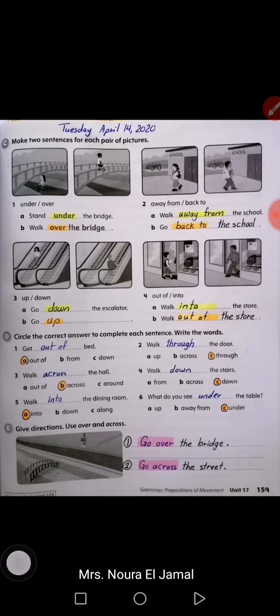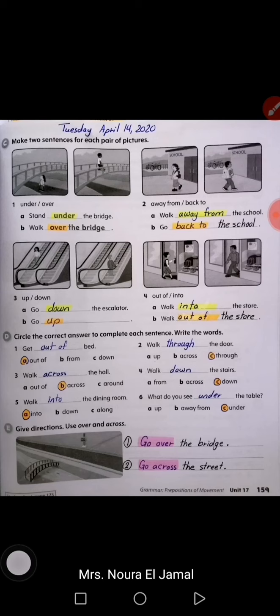Make 2 sentences for each pair of pictures. Number 1. Under and over. Look at the picture here. Stand under the bridge or walk over the bridge. Both of them are prepositions of movement. And also I start my sentence with a verb in the base form, so it's imperative.